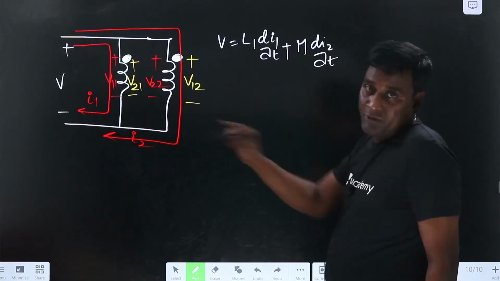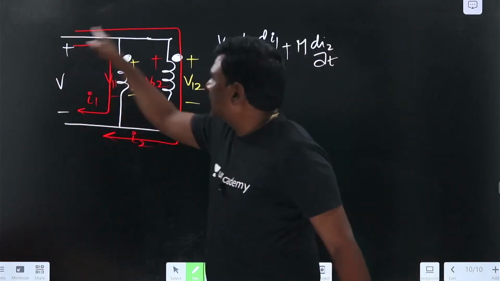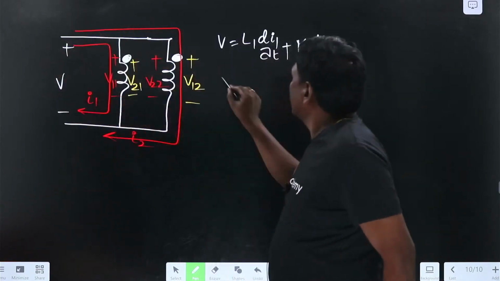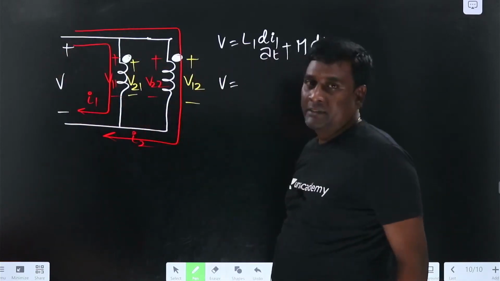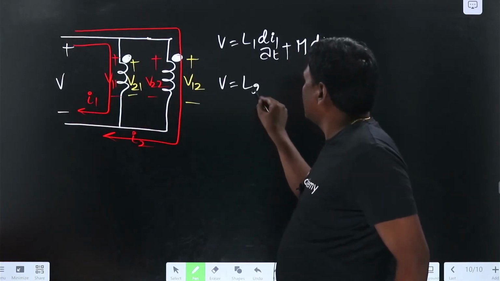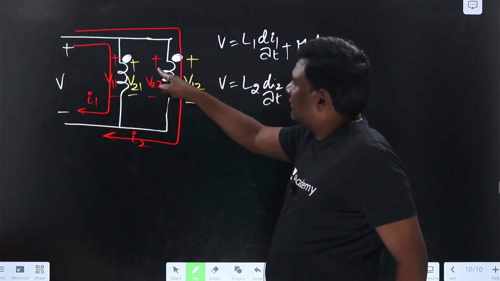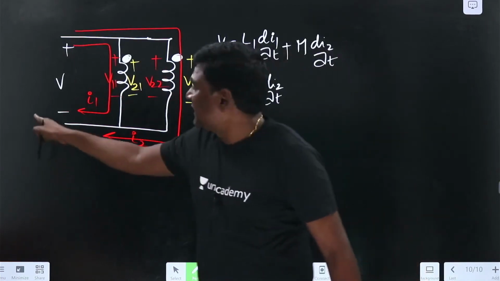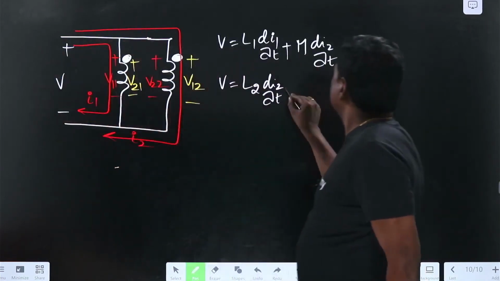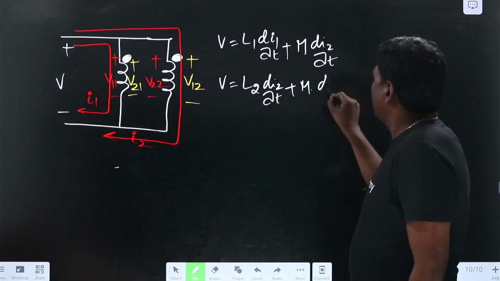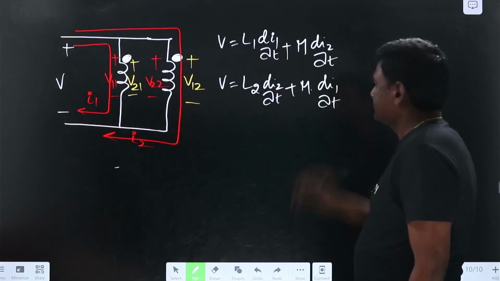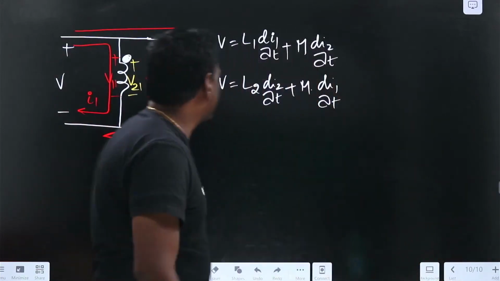That is because of the second on the first. Now again for the second, if I apply loop analysis, V equal to self, which is L2 di2 by dt, and mutual also, so V equal to plus M into di1 by dt because of the first. Let us convert into matrix form.